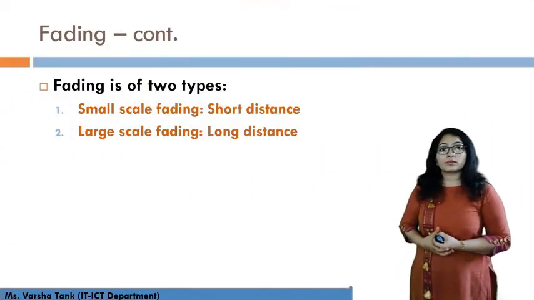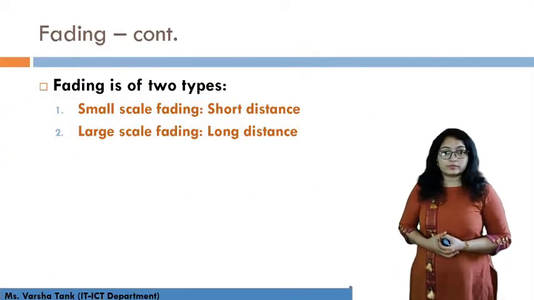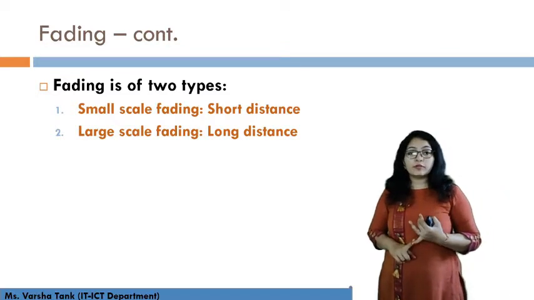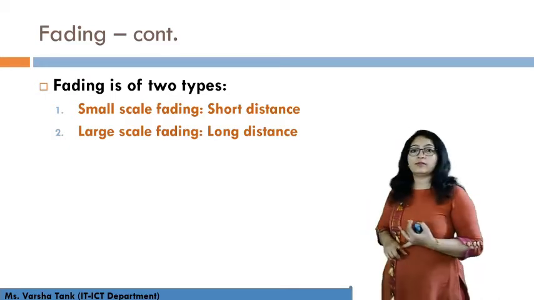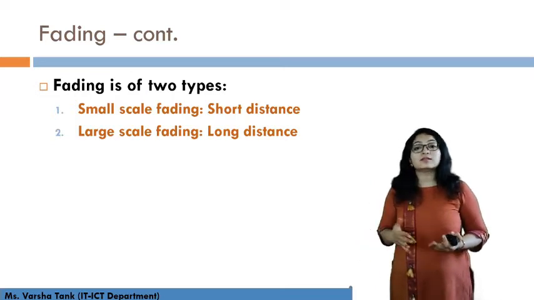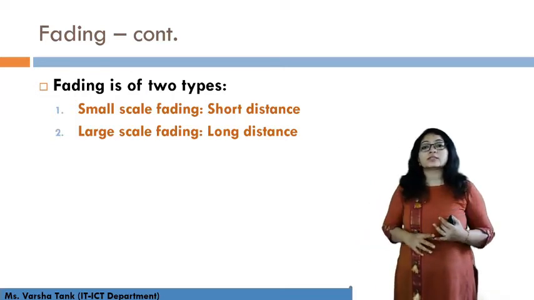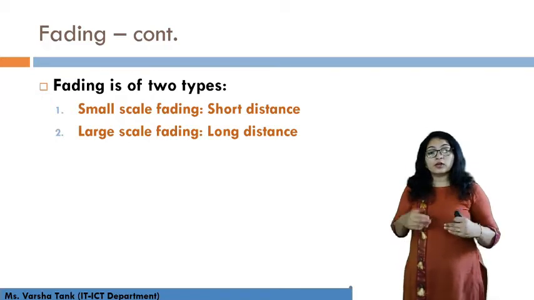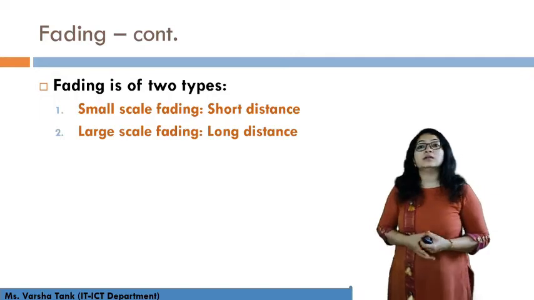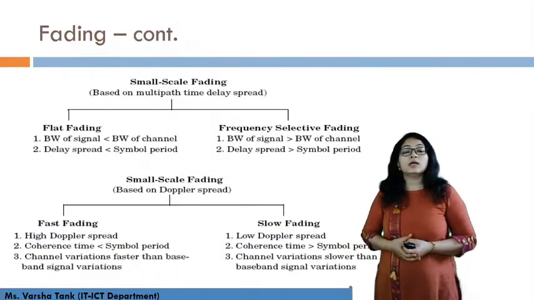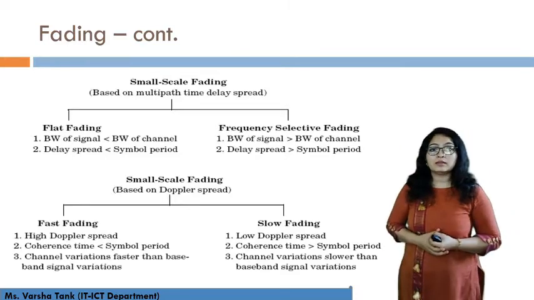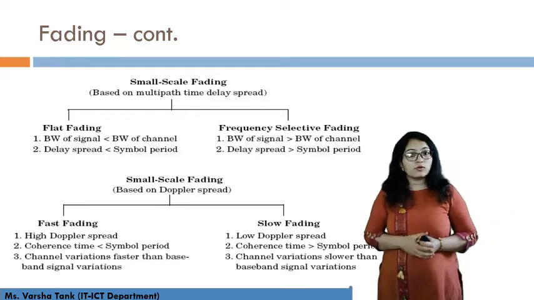Now, fading has two types: small scale fading and large scale fading. Small scale fading is for short distances and large scale fading is for long distances. But we cannot calculate fading over a large distance, so we will only discuss small scale fading. Small scale fading is based on the multipath time delay spread. Now all of you are aware of the delay spread.